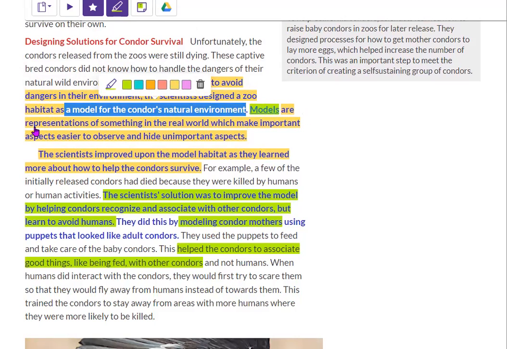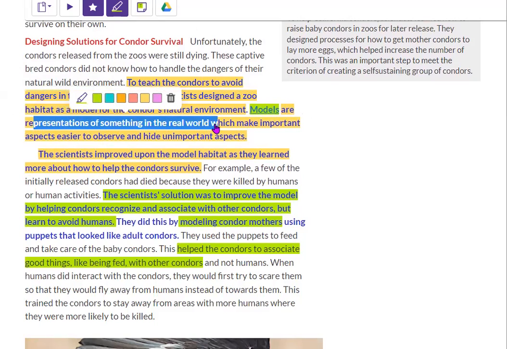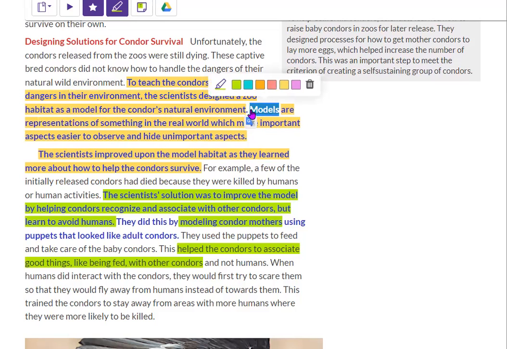Scientific models are just representations of something in the real world, right? So they're copies or replicas. You can think about a poster, that's a 2D model. Think about your science projects in the past. If you ever made a model of a volcano, the solar system, things like that, or a model of plate tectonics, those would all count as a scientific model.